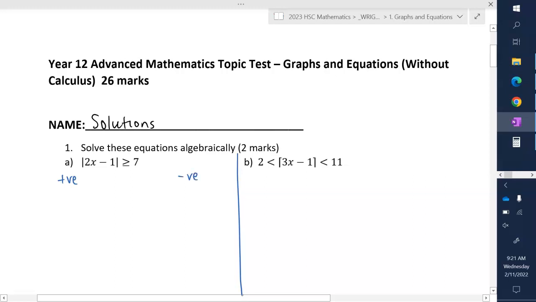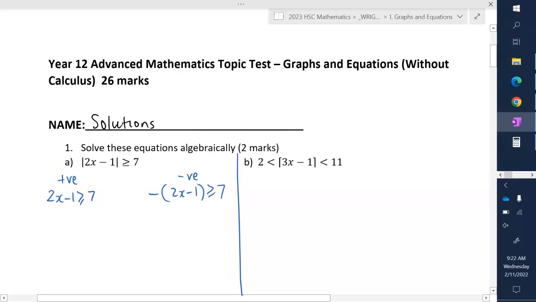Now, I do not want you to put the negative sign in front of the 7 when we're doing the negative. I would like you to put the positive and the negative out the front of the absolute value, and we shall go from there. So looking at the positive, I'm going to be looking at positive 2x minus 1 is greater than or equal to 7, and negative 2x minus 1 is greater than or equal to 7.